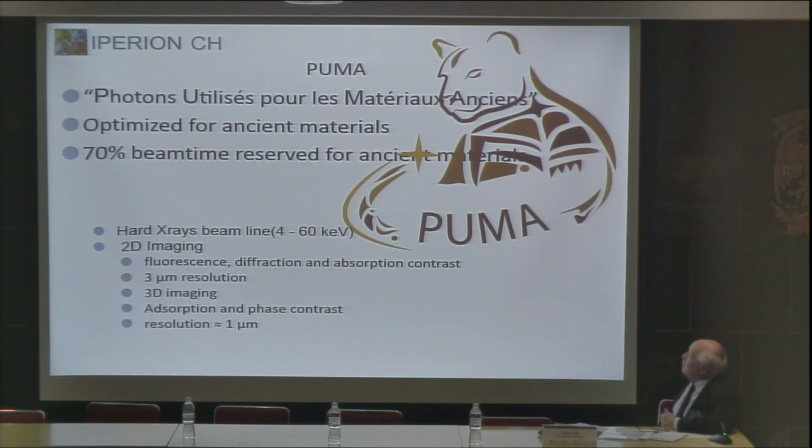I wanted to express something about this one in between the 11 beamlines. This is one of the most important because 70% of beam time is reserved for ancient materials. And the name of this instrument is PUMA, from the abbreviation of the French expression, photons utilisés pour les matériaux anciens. These are the characteristics of this PUMA instrument.